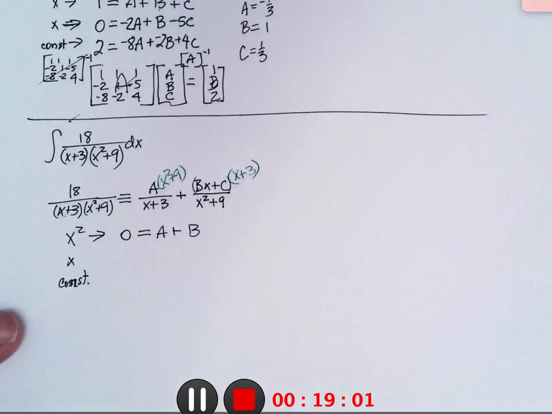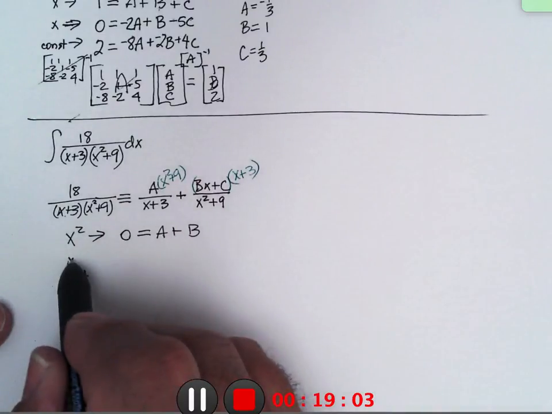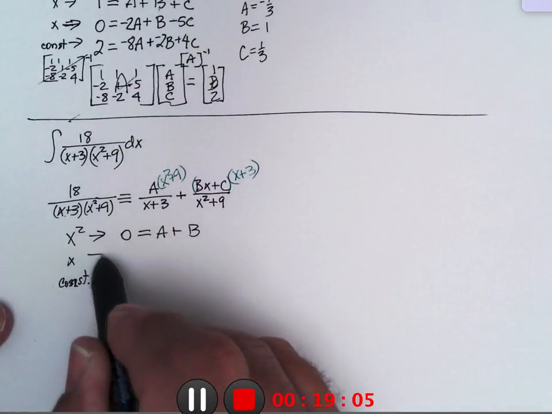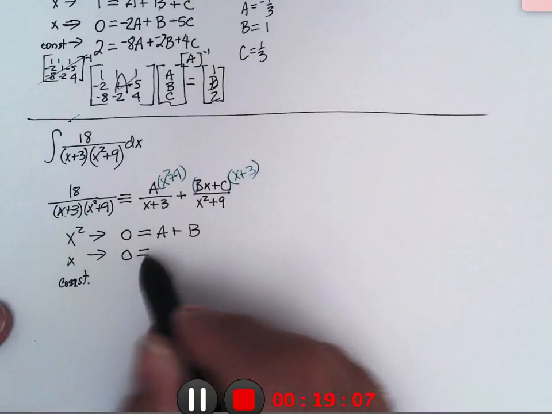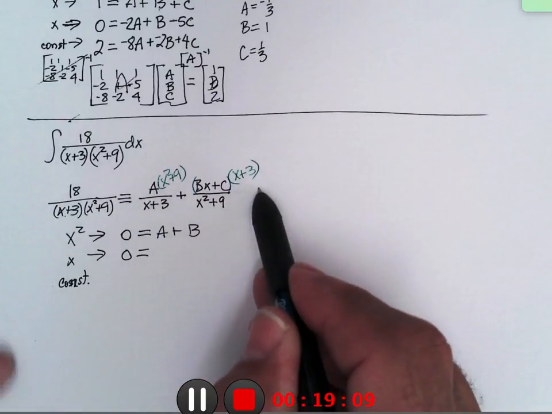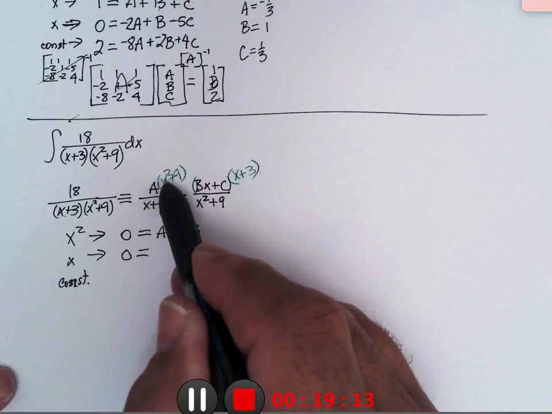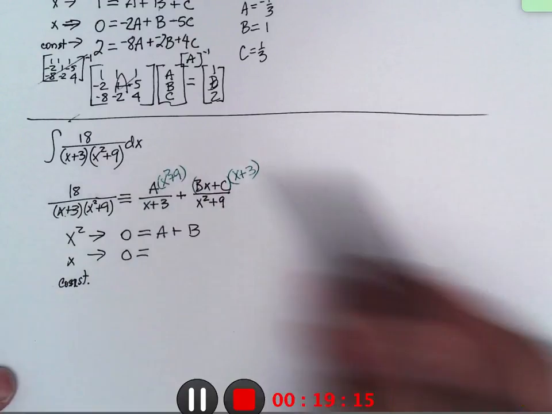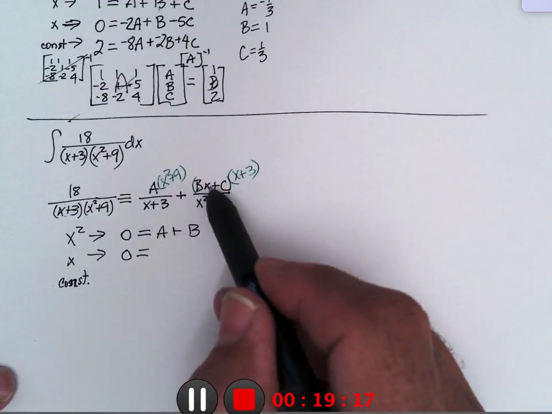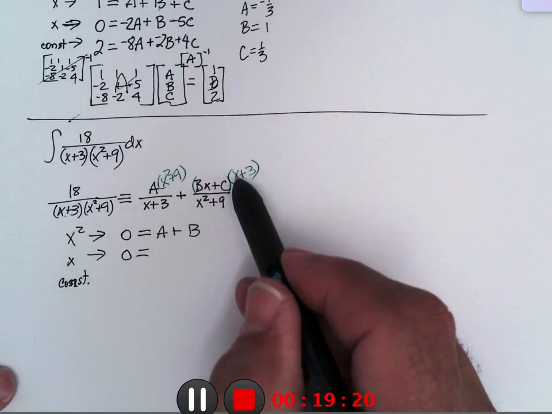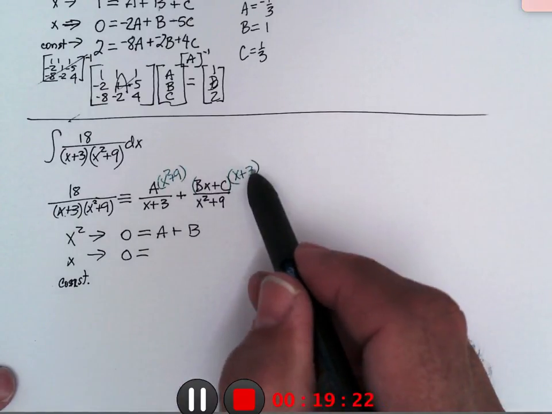And x's, over here, again, I have no x's. So on this side, all my x's have to cancel out. Well, a times x squared is not x's, that's x squareds. And a times 9 is a constant. Here I have bx times x, that's x squared. But I have bx times 3, so I have 3 bx's.